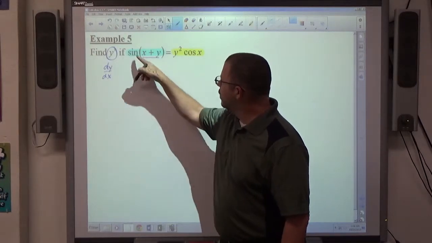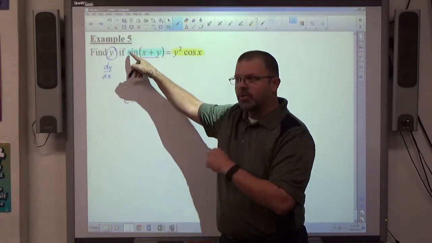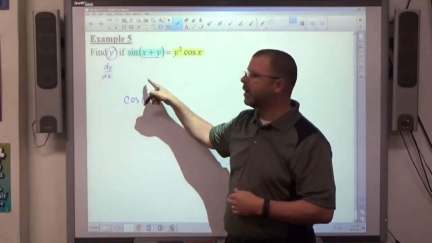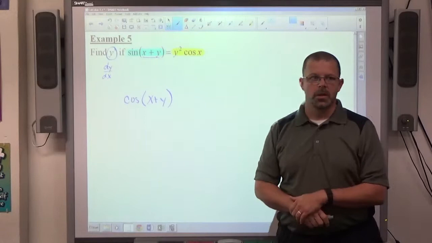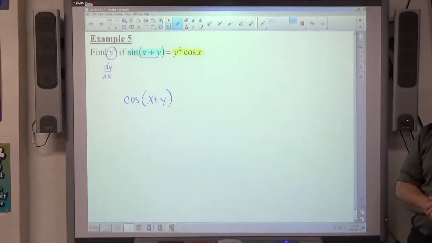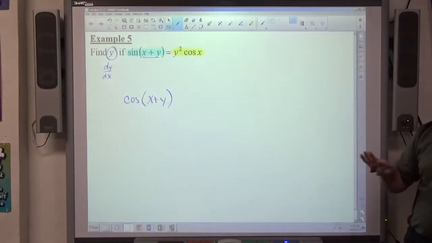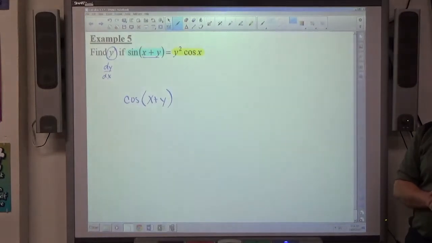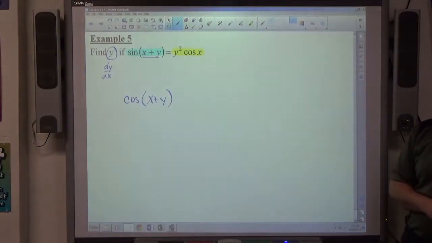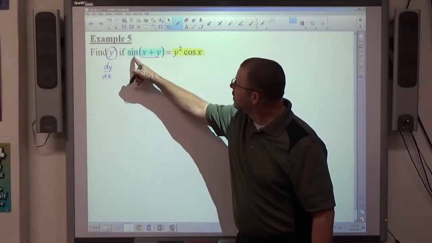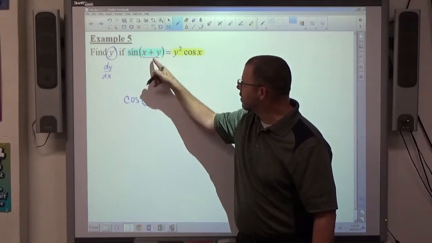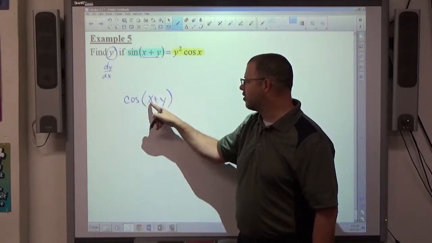And when I differentiate any trig function, again, sine's derivative is cosine, the argument is going to stay the same. Okay, so cosine of x plus y is the derivative of sine of x plus y up front. Just applying the derivative of sine, nothing else. Now again, we're not differentiating sine of x, we're differentiating sine of an expression that involves x. So now I have cosine of the same expression.